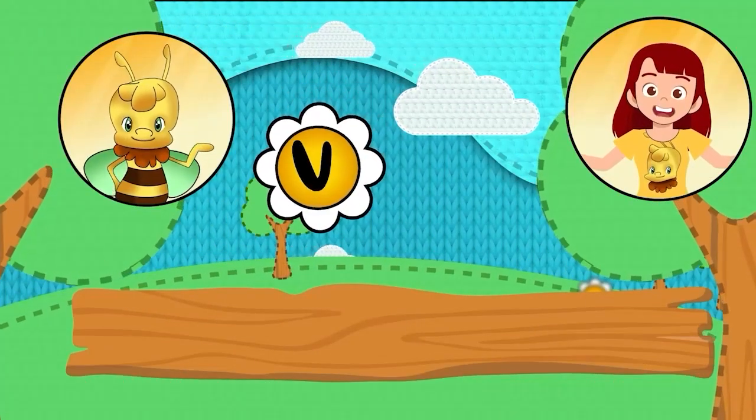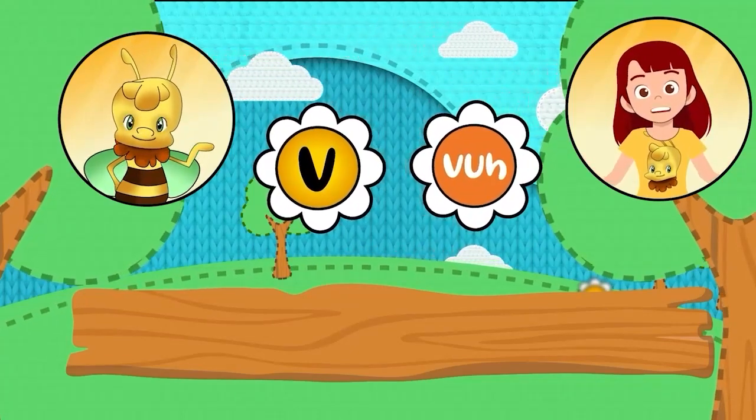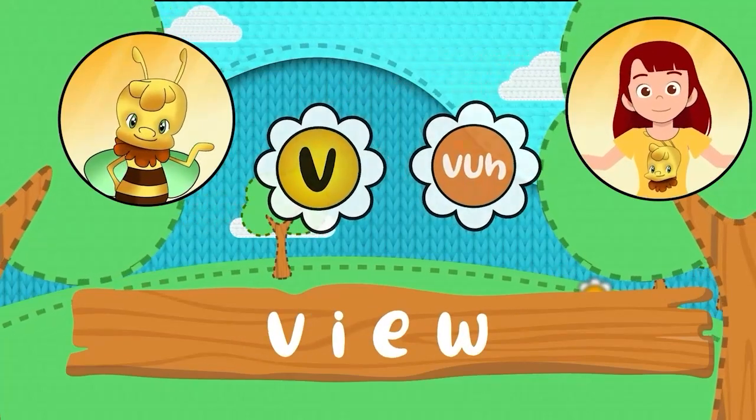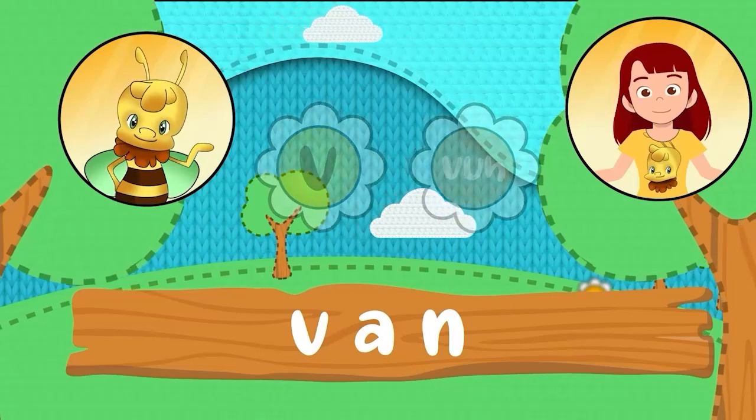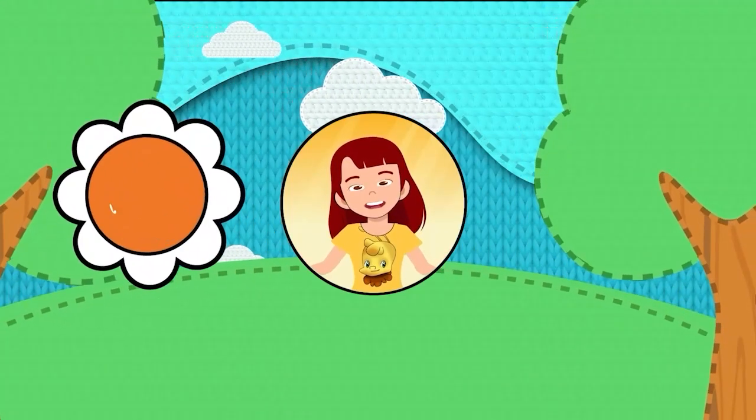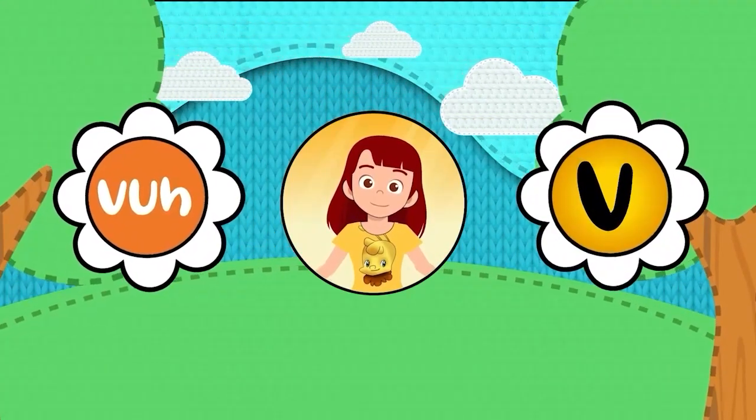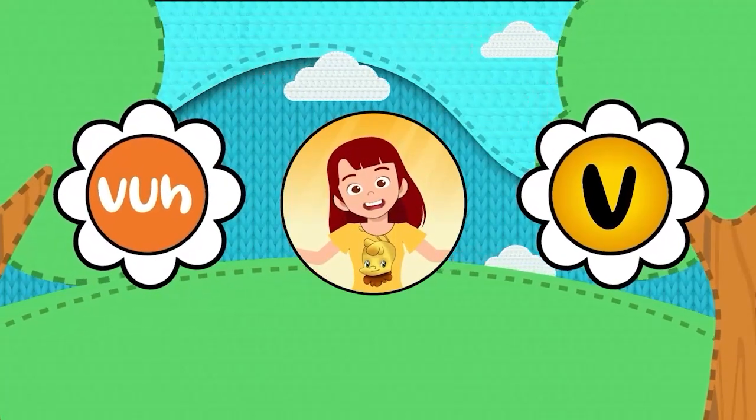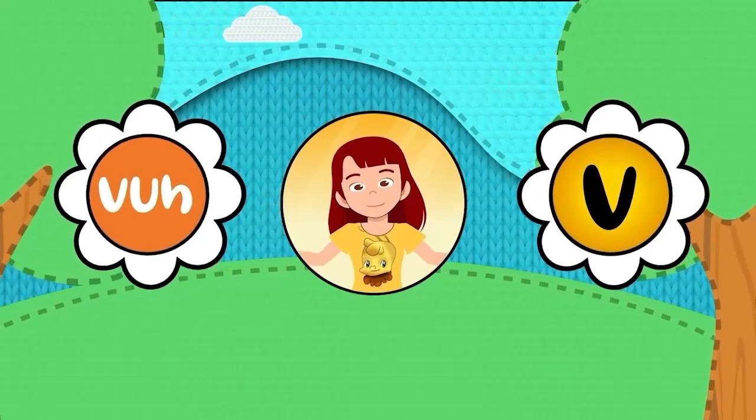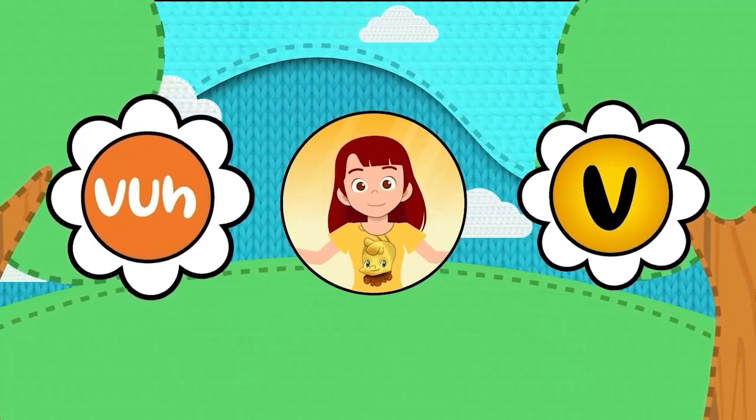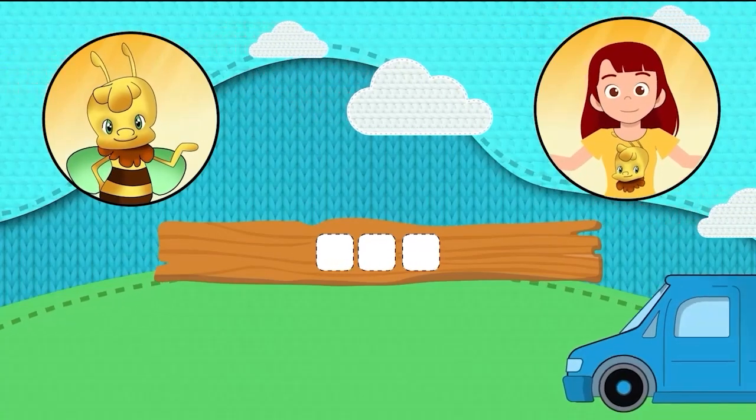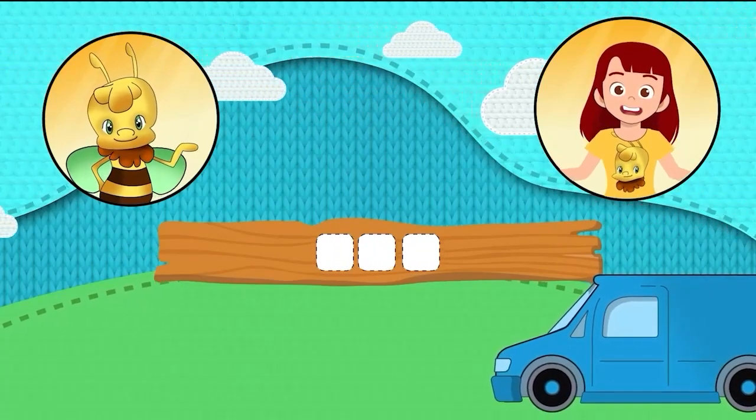Next, we're going to learn how to say V. We spell van, viper, and view using V. Let's say van. Nice work. Let's say van again. We get the sound V from the letter V. Let's try saying the two. Repeat after me. V. V. Can you hear the difference? Let's say it again. V. V. We spell van, viper, and view using the letter V.